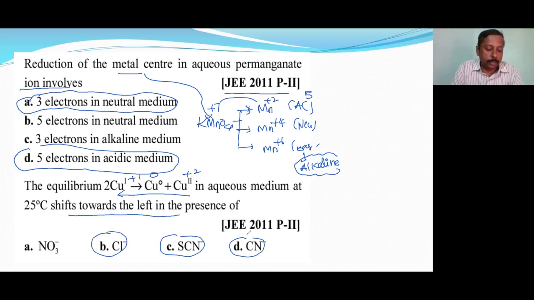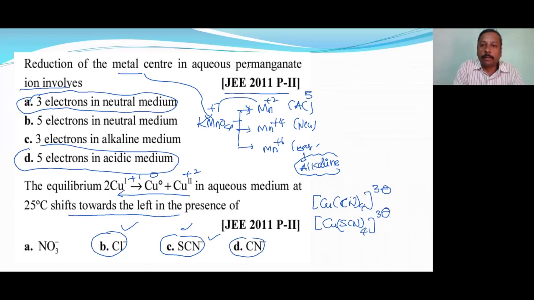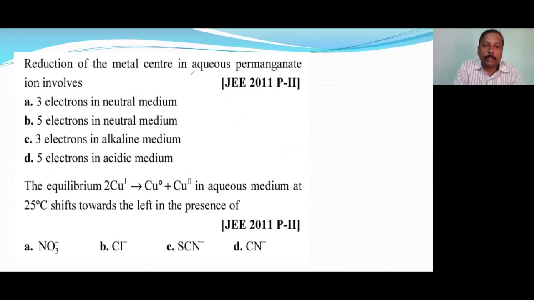C, and D. Why? Because they will form complexes. What are the complexes? Cu(CN)4 3 minus, and in the same way Cu(SCN). These are called pseudo halides. Already I told you about halides, and these are the pseudo halides. That's why I'm writing it here. PO4 3 minus. Understood? Because of this reaction, the equilibrium will shift in the backward direction. Note this down, very important: complex formation causes the equilibrium to shift in the backward direction.